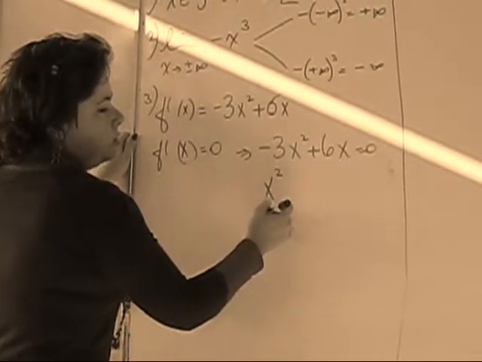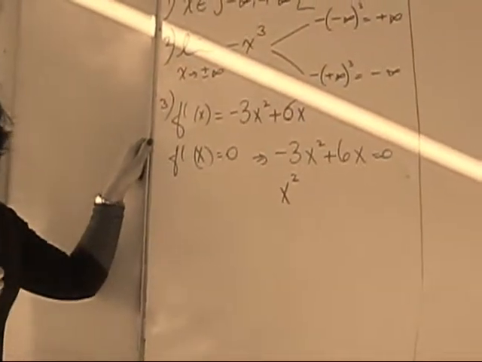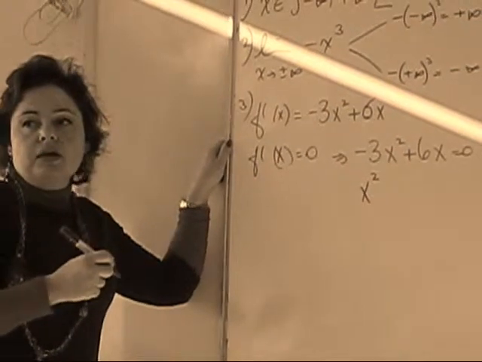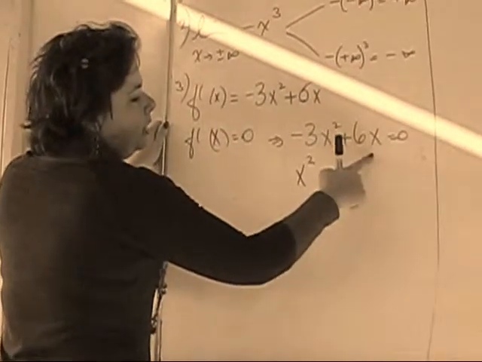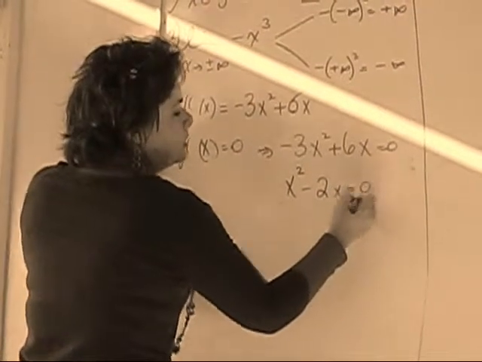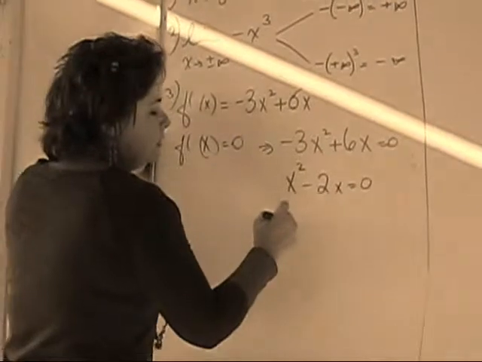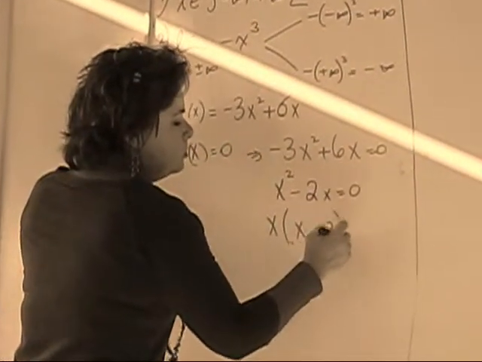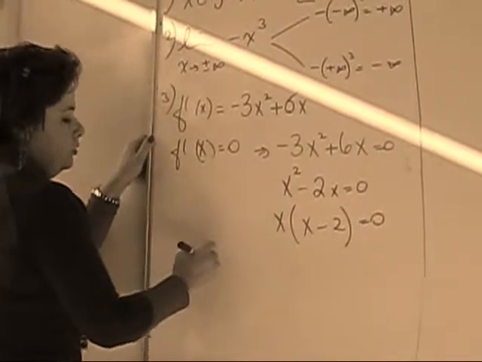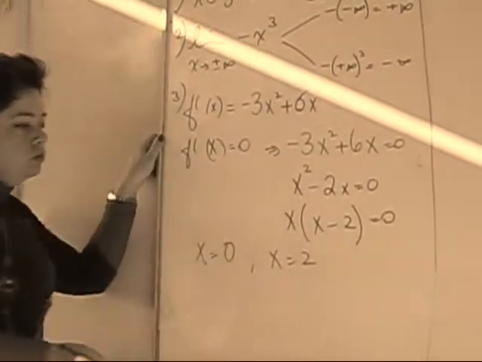Can you divide by x squared? You cannot divide by the variable. Can you divide by x? You cannot divide by the variable. You would factor the variable. So divide by minus 3, you're going to have x squared minus 2x equals 0. Now you factorize to get the roots: x times x minus 2 equals 0. So our first root is equal to 0. Our second root is equal to 2.